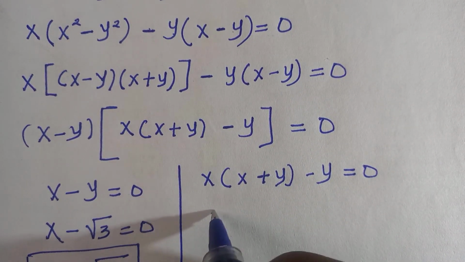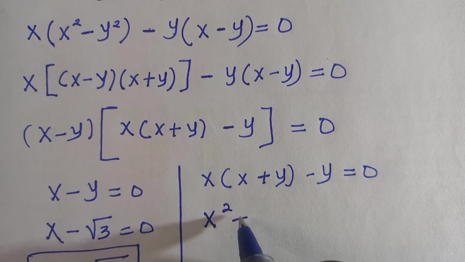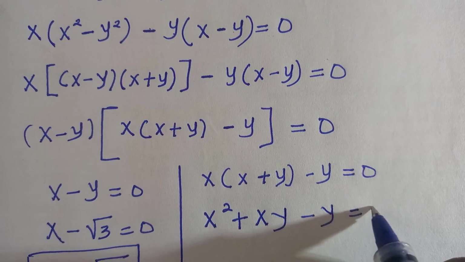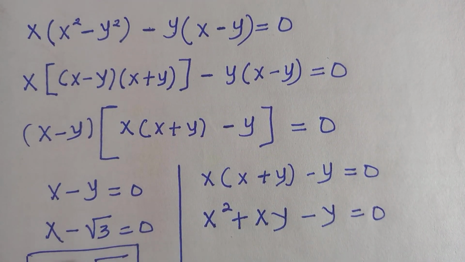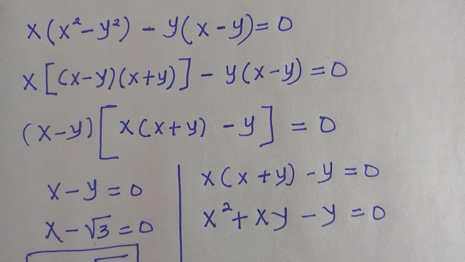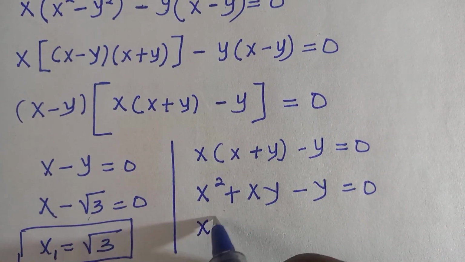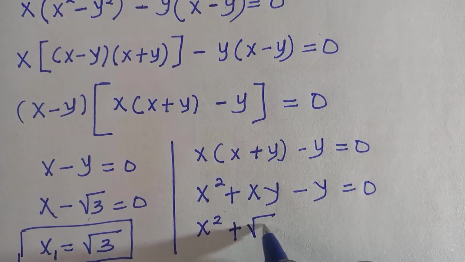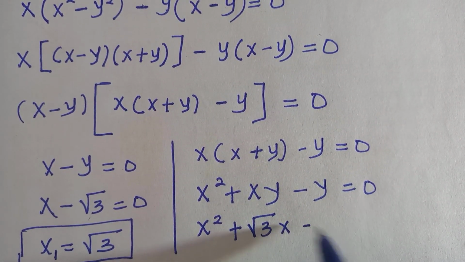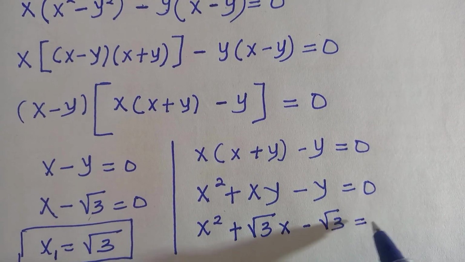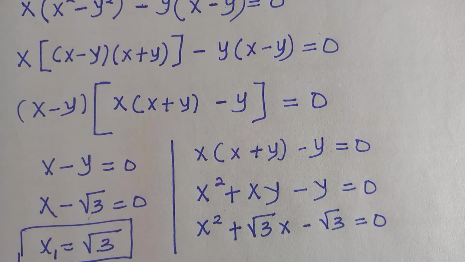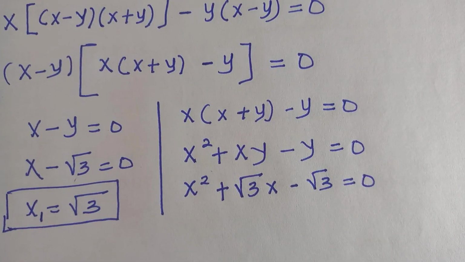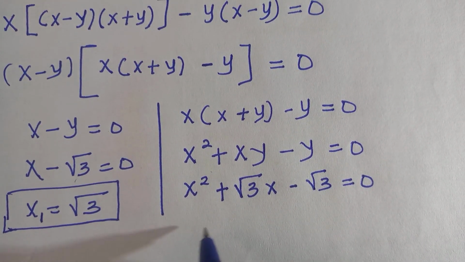And for this, if you have x squared plus xy, so just by expanding, minus y equals 0. But y here is root 3. Now let's replace it here. Here we have x squared plus root 3 x minus root 3 equals 0. This is not easily factorizable since it's a quadratic equation. We are going to apply the quadratic formula to find the true value of x.